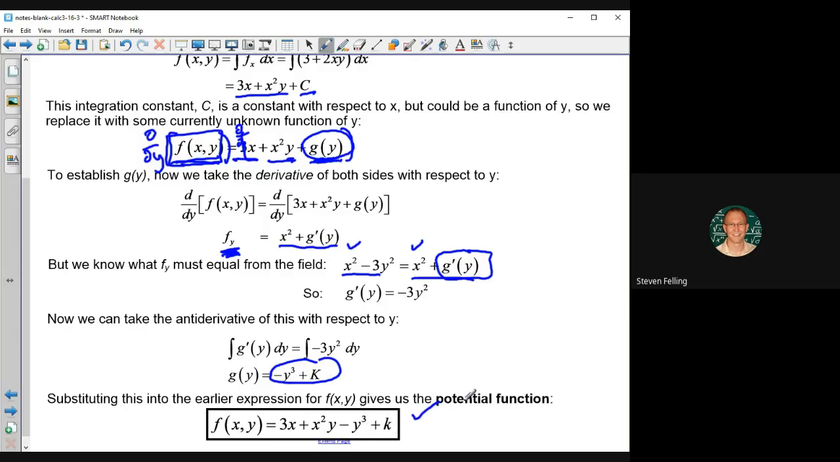This is the potential function. It's sort of conceptually the antiderivative of the vector field. All right. And the reason why that's nice is now that I have that, I can use the fundamental theorem of line integrals to evaluate by just plugging the endpoints into this function.